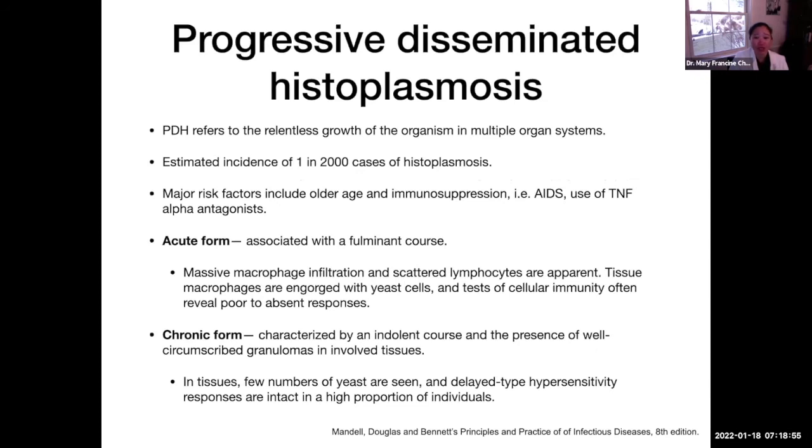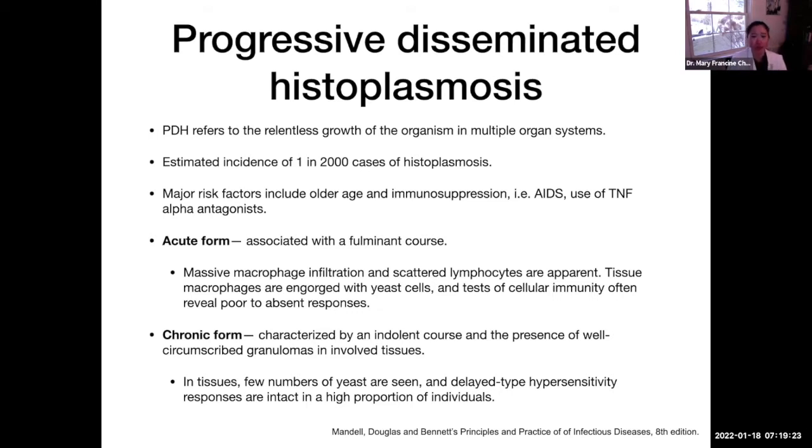So for progressive disseminated histoplasmosis, this is the more severe end of the spectrum of histoplasmosis. It refers to the relentless growth of the organism in multiple organ systems. So virtually any organ system can be affected. Its estimated incidence is 1 in 2,000 cases of histoplasmosis. And major risk factors, again, are older age and immunosuppression.